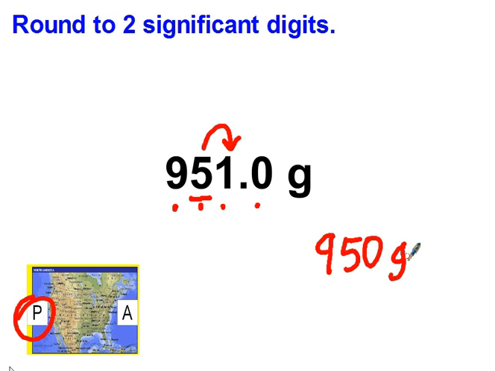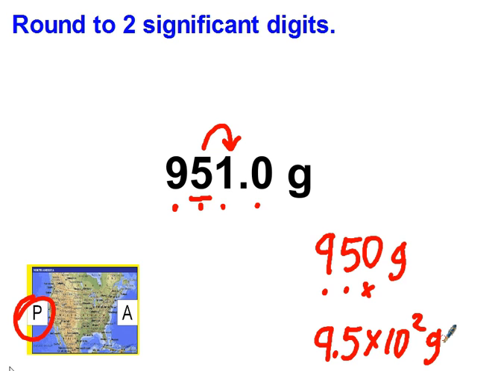Checking to make sure we only have 2. Now we're Atlantic, no decimal. Never start with a 0, 1, 2. Scientific notation is also a viable option, and it makes it even easier. 9.5 times 10 to the 2 grams. Again, only counting the coefficient, 2 significant figures.